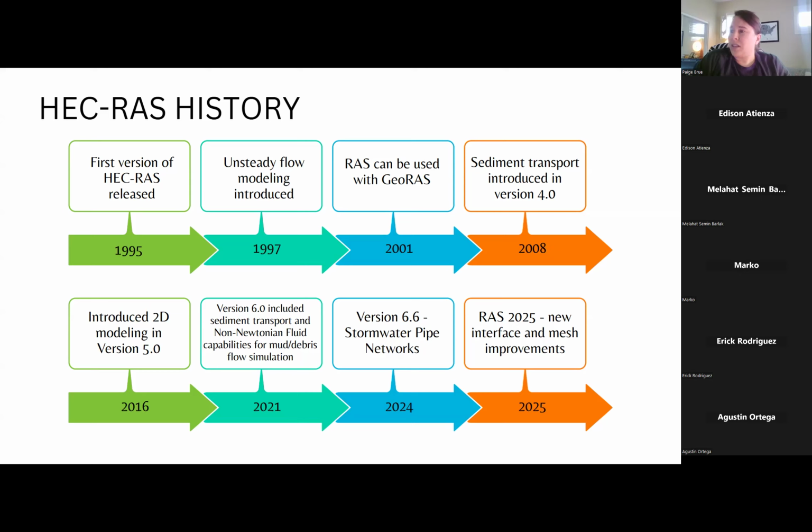The software first came out in 1995 after the Fortran type predecessor called HEC-2. And then a couple years later, unsteady flow modeling was introduced. And then eventually there was a geospatial capability, but you had to use an outside program that would make GIS and HEC-RAS compatible, and it was called HEC-GeoRAS.